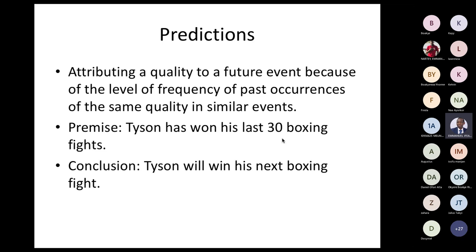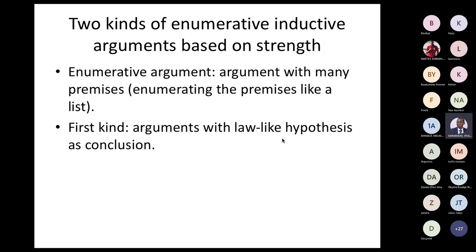And of course, you can see why this is not a valid argument, because Tyson could lose his next boxing fight. Now, so those are the directions of extrapolation. You have part-to-whole extrapolations, you have analogies, and you have predictions.